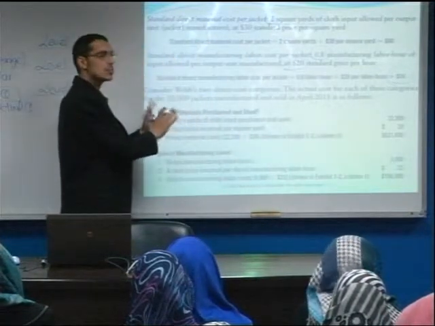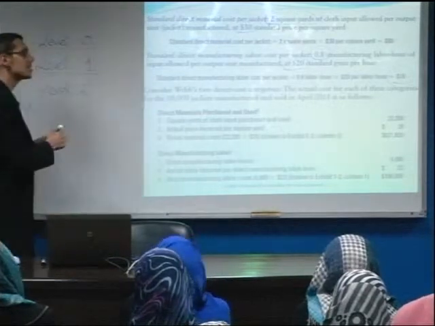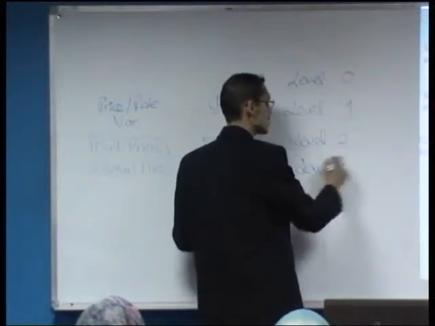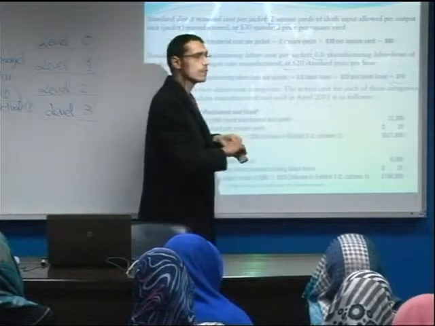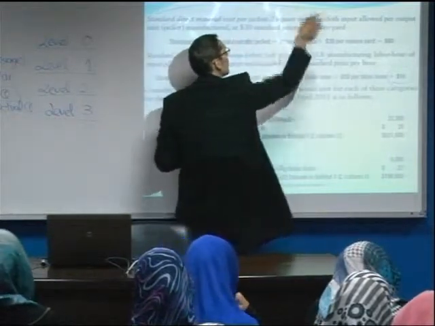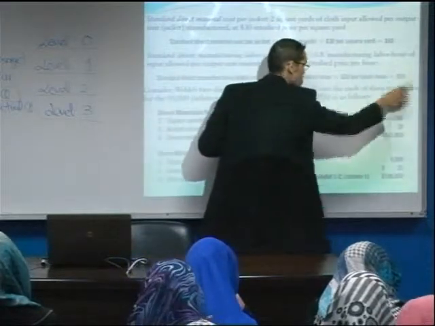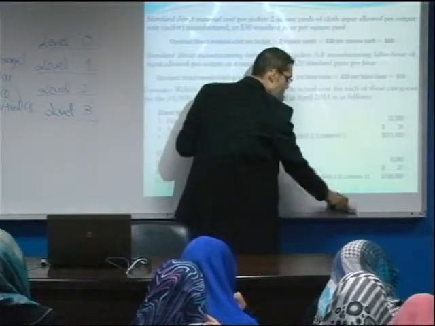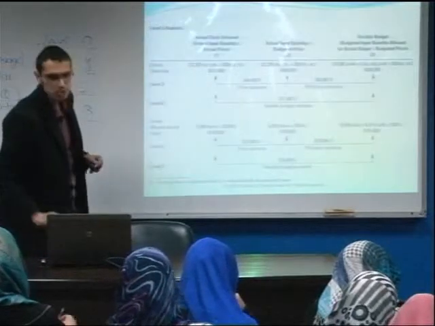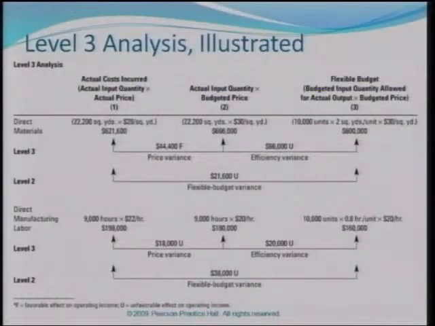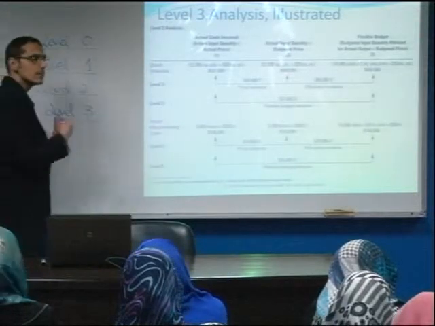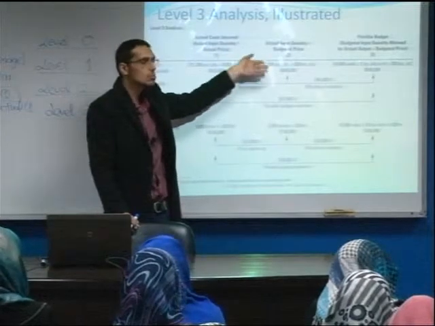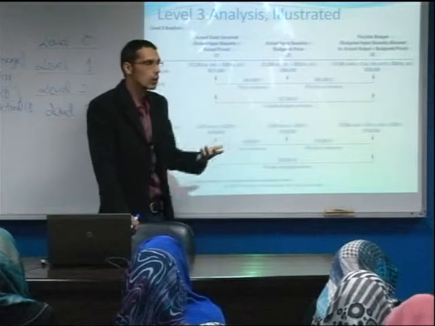Now, after we are presented with this information, we need to perform our last level of analysis, which is level 3 analysis. Level 3 analysis, as we will see, would divide our flexible budget variance for direct materials and direct manufacturing labor into two classifications. The first is a price variance or a rate variance, and the second is an efficiency or usage variance. So as we can see here, the best way to present our analysis is according to this tabular analysis. Of course, we could calculate the differences without this tabular analysis, but this would be much easier to use in our presentation or analysis.